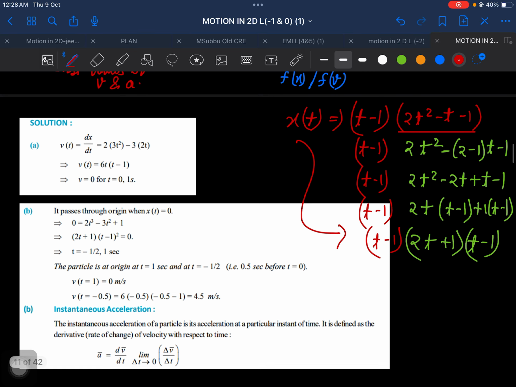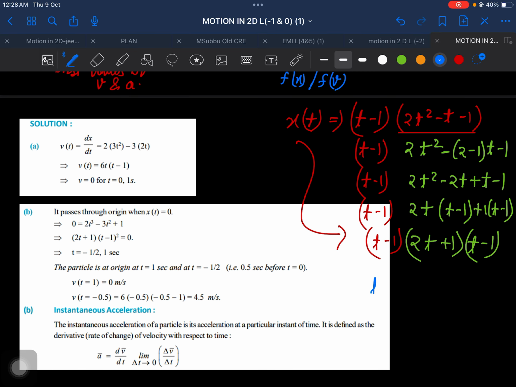Okay, so it will be what? It will be simply t minus 1 square and 2t plus 1. Just check, everyone. 2t plus 1. I hope this is very much clear to all of you. Simple things. All right, just check, all of you.